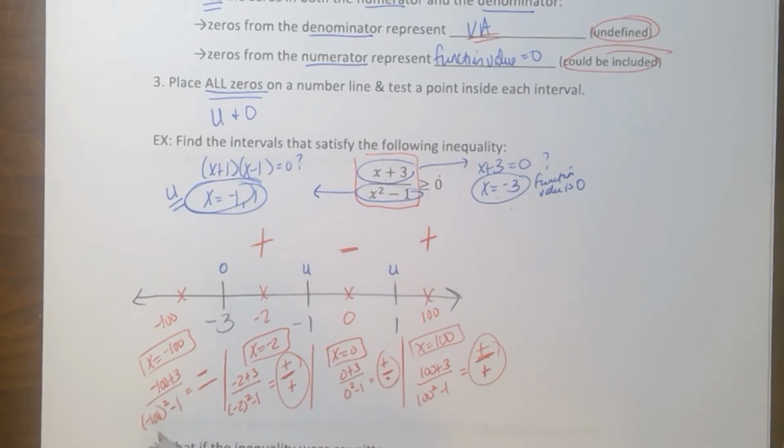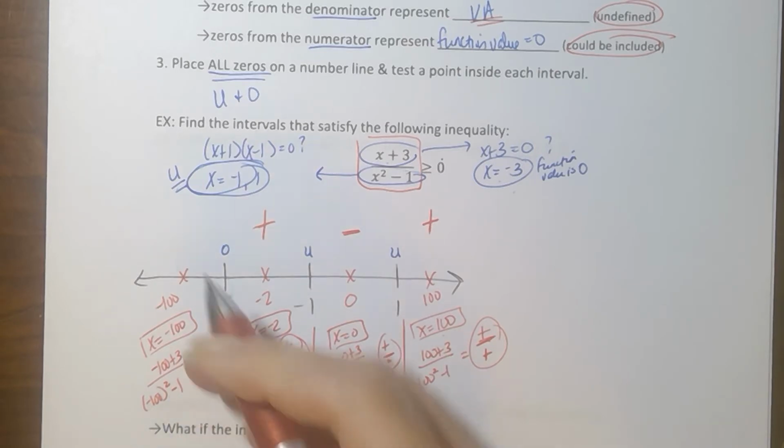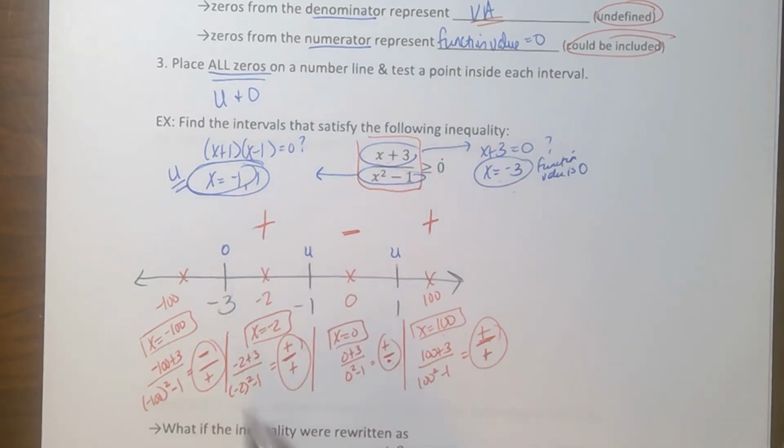When I square this negative 100, it becomes positive, a 1 with 4 zeros after it, minus 1. So I've got a positive 10,000 minus 1, which is a positive 9,999. And I've got negative divided by positive, which results in a negative.